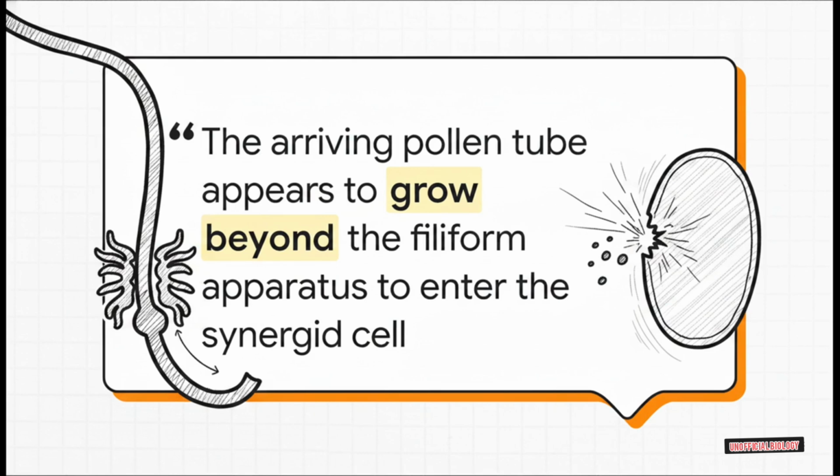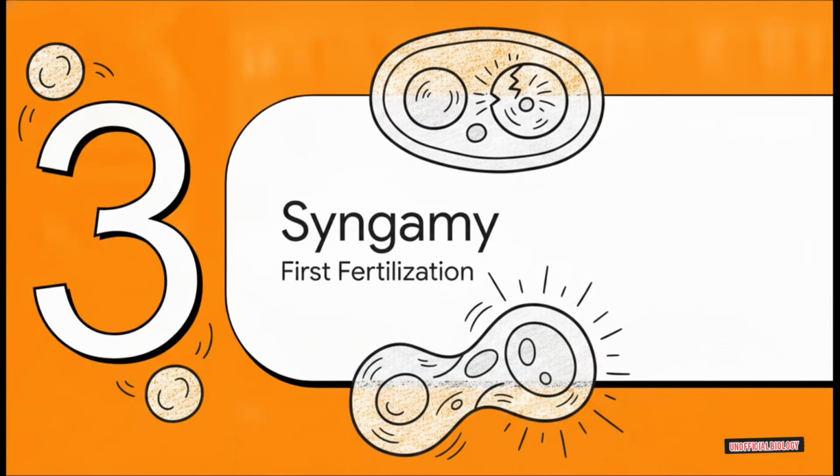And when that tube bursts, it triggers the degeneration of that synergid cell. It's basically a necessary sacrifice to release those 2 male gametes right into the embryo sac. Which brings us perfectly to Section 3, Syngamy, the first fertilization.